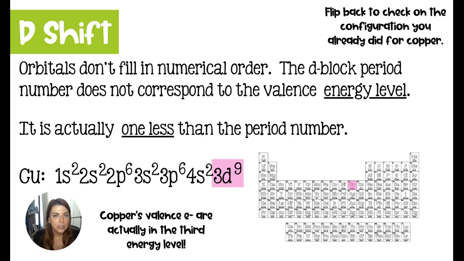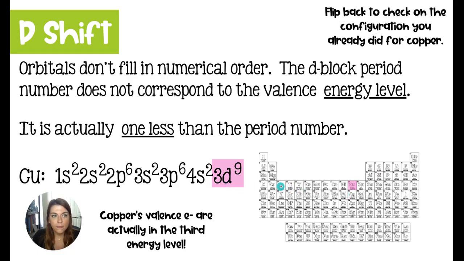The D block period number does not correspond to the valence energy level. It's actually 1 less. So copper is right here, and it's actually in the 4th period of the periodic table. Its highest numerical level is 4, but its valence electrons won't be in 4, it'll be in 3D, because all of these electrons in this row go into 4s before they go into 3D. That is because 4s is a little bit more stable than the 3D.